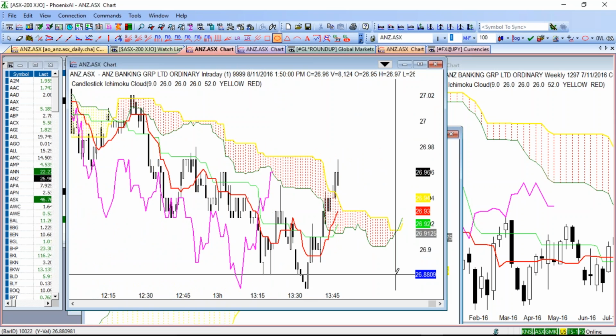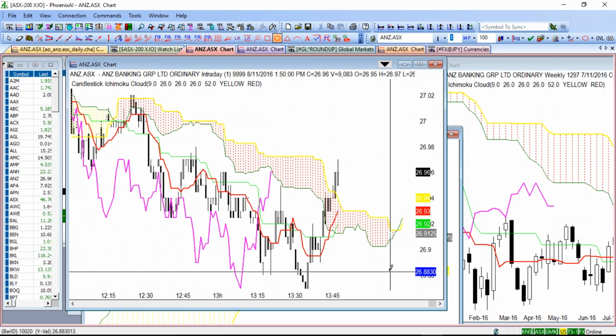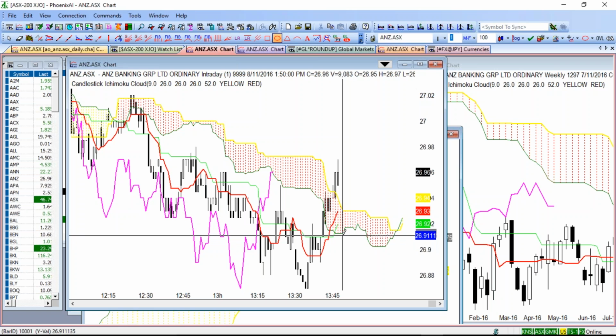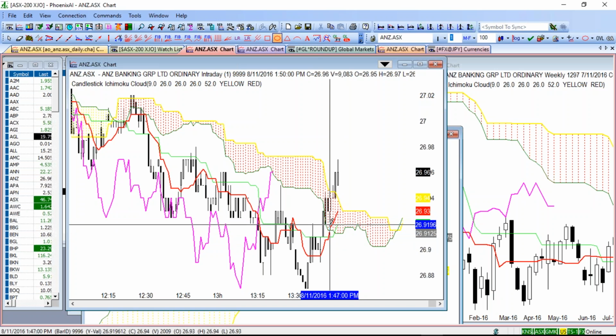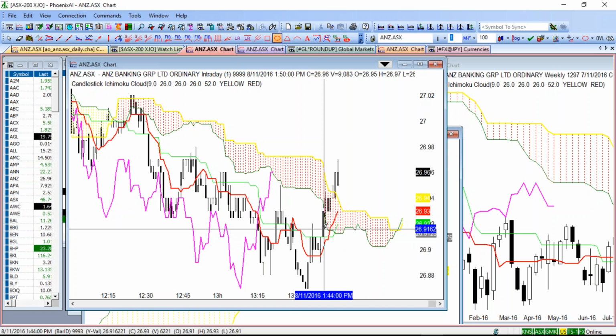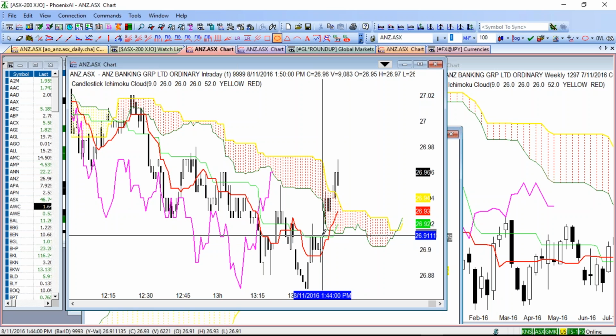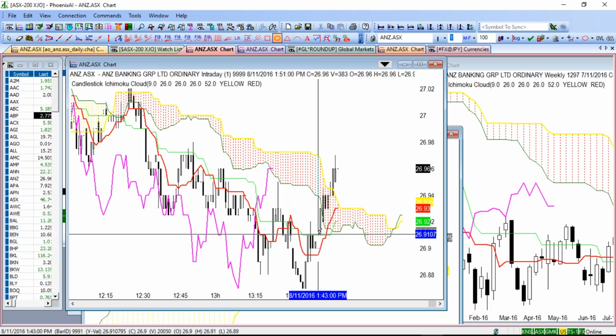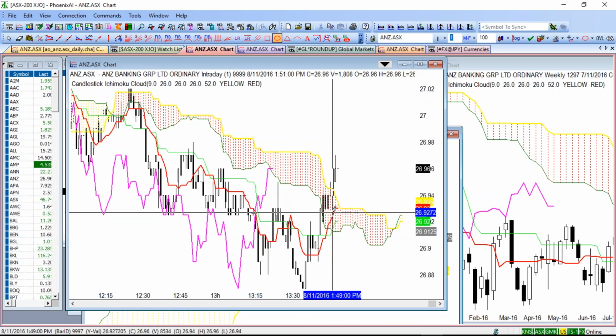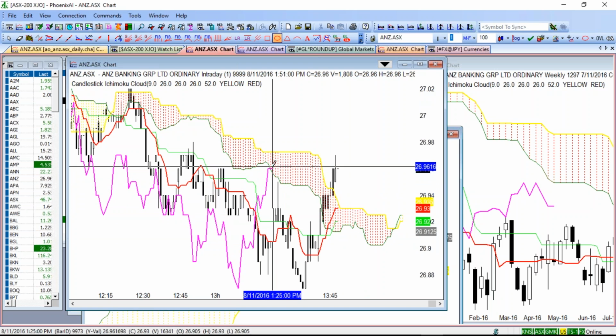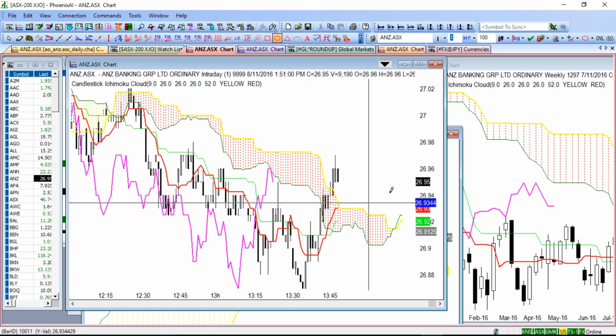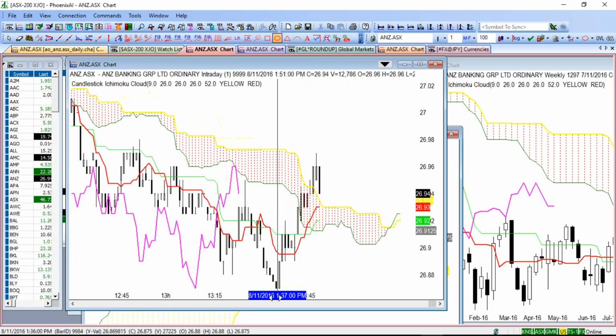This is ANZ on a minute. So ANZ, 1, 2, 3, 4, 5, 6, 7 minutes ago, the price crossed the Kijun-sen line here, and 2 minutes ago it came out of the cloud. The Chikou span is entering into the cloud at this stage. We can see it moving around a little bit.